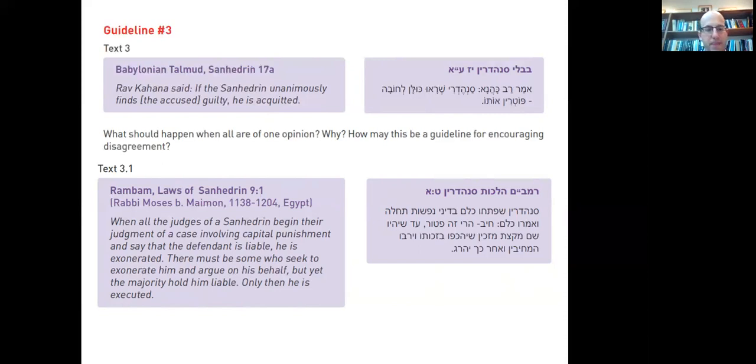And Rav Kahana is saying, if you're in a room and no one can argue the other side on a critical life and death issue, and everyone holds the same opinion, be careful, because you might be stuck in this groupthink concept. And Maimonides articulates that as his understanding of the Talmud when he says, when all the judges of the Sanhedrin began their judgment of a case involving capital punishment and say that the defendant is liable, he is exonerated. There must be some who seek to exonerate him and argue on his behalf, yet the majority hold him liable, only then is he executed.